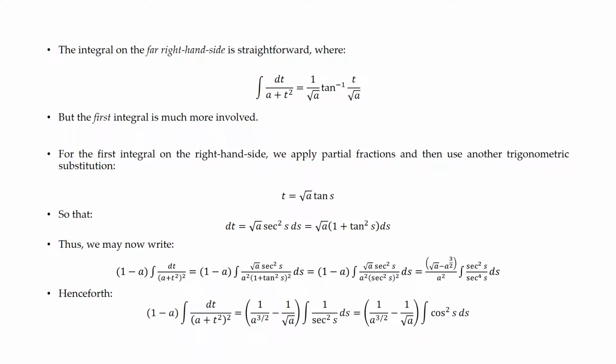We can see that the integral on the far right-hand side of the above is relatively straightforward, this being equal to an inverse tangent function. But the first integral is much more involved and needs to first be expressed in terms of partial fractions. We then use the trigonometric substitutions t equals the square root of a times the tangent of s, and dt equals the square root of a times the whole of 1 plus tangent squared s times ds, whereby we obtain an even simpler integral in terms of cosine squared.